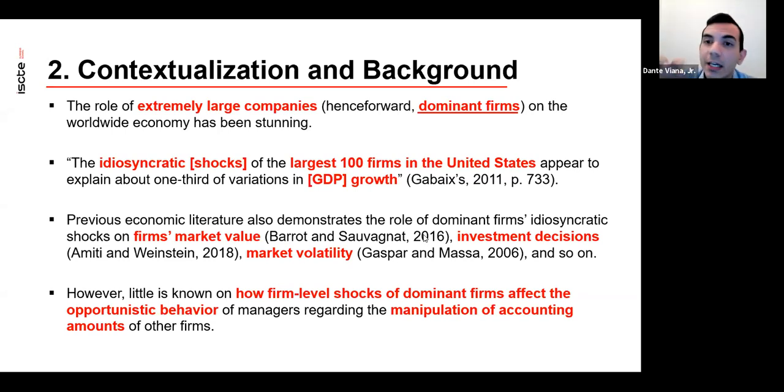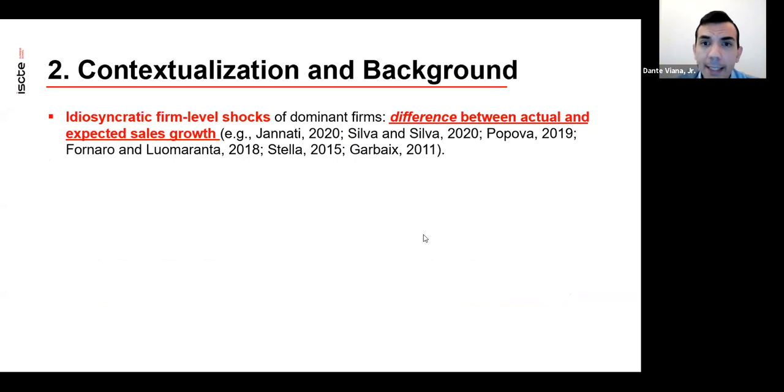And here is the point that we are contributing to the previous literature. But I need to explain to you what a firm shock is, right? And we are using here a very clear definition from the economic literature, where a shock is basically the difference between the actual and the expected sales growth of firms.